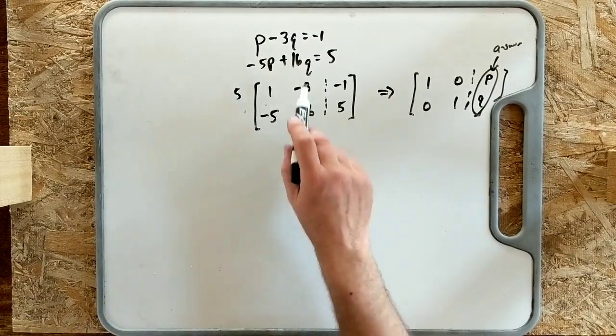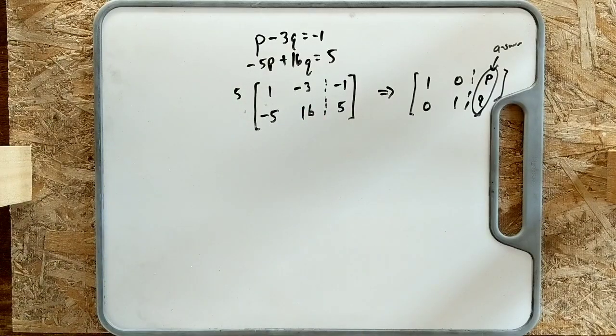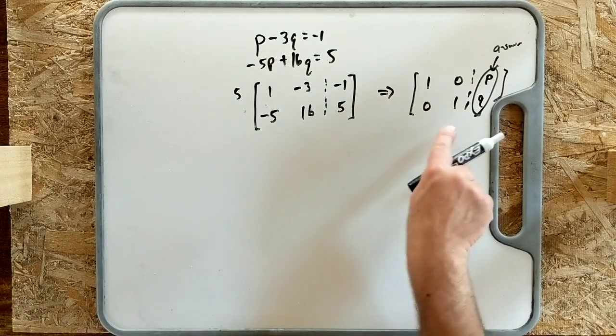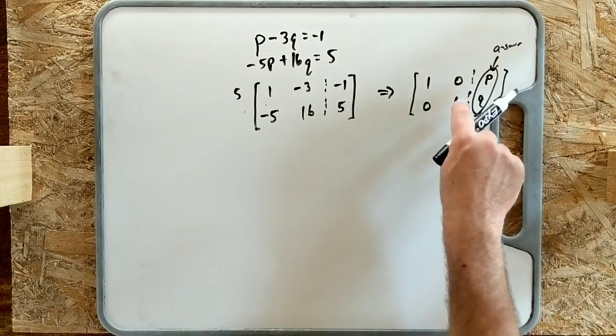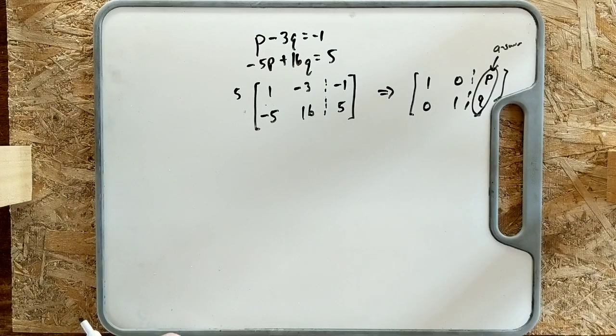By the way, do not eliminate the q first. Always do the first variable first. You'll see when we do 3 by 3 why that's important. It just keeps order to it, and you'll end up with this over here. If you try to do the q first, you'll end up with zeros down here, which will not be great.